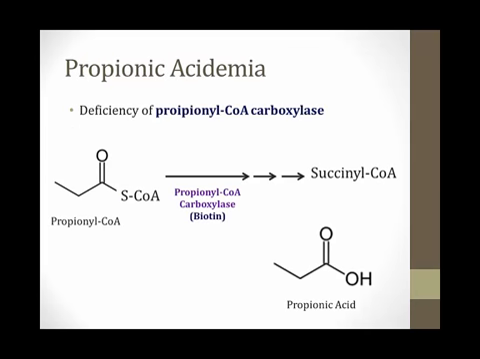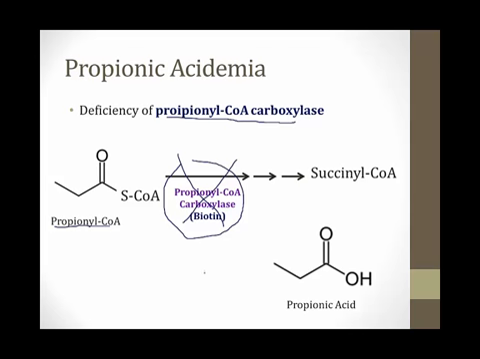So in propionic acidemia, there is deficiency of an enzyme called propionyl-CoA carboxylase. This is a biotin-dependent enzyme that metabolizes propionyl-CoA. When this enzyme is deficient, levels of propionyl-CoA build up, and then propionic acid dissociates from that and leads to an organic acidemia.